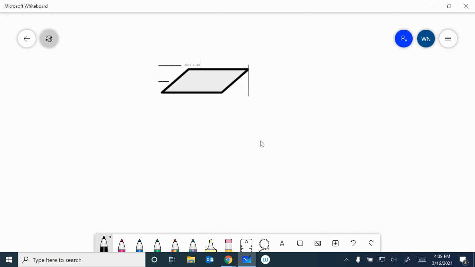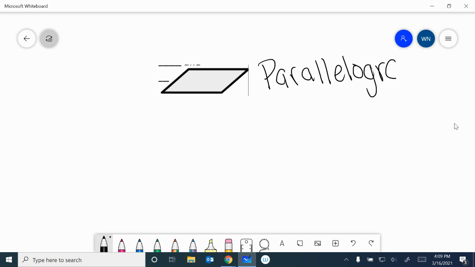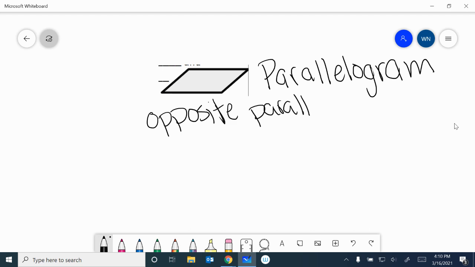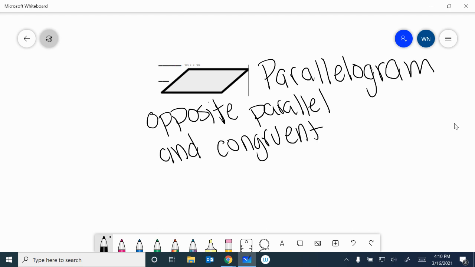Next, you've got this shape. You should know this as a parallelogram. Make sure you're labeling it. Now for this one, it is super important that the opposite sides are parallel and congruent. The opposite sides, let's put sides in there. Opposite sides are parallel and congruent.